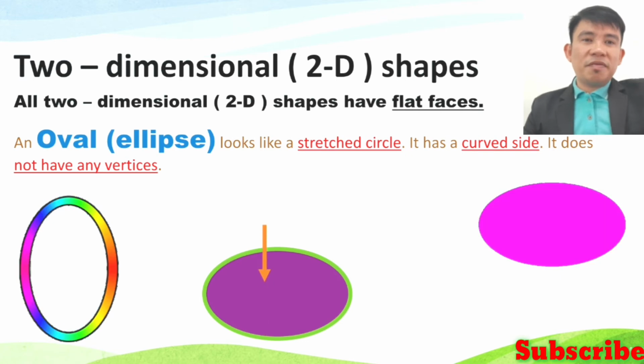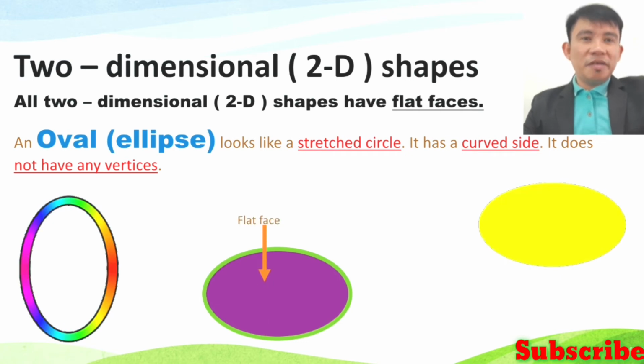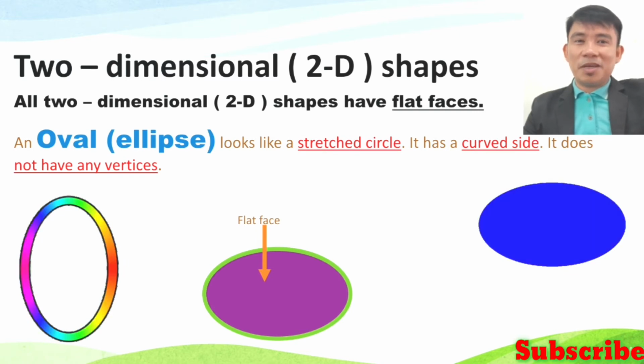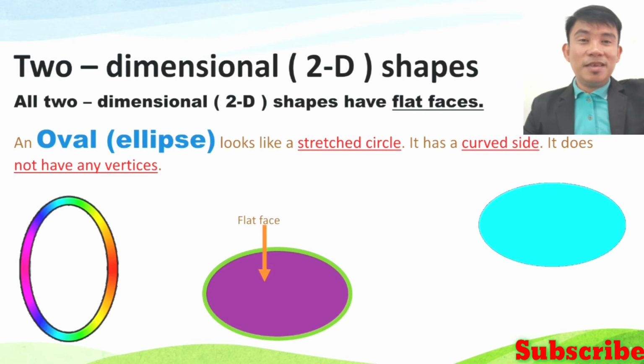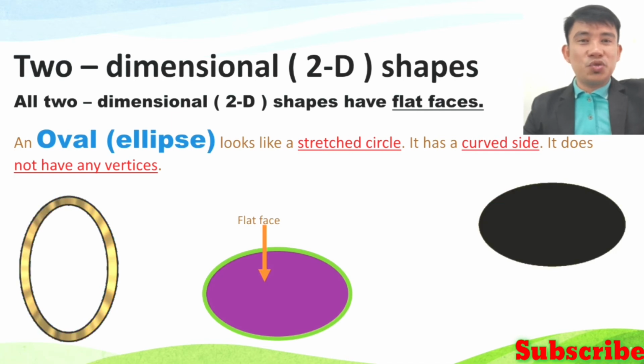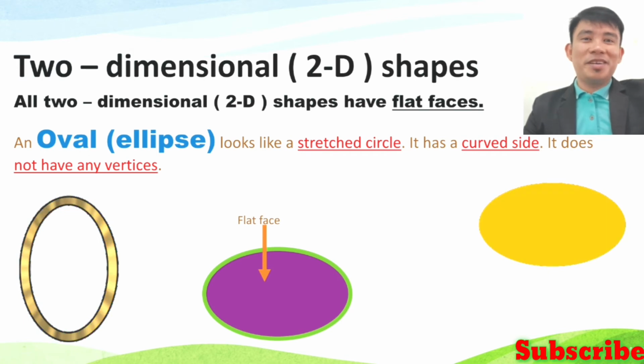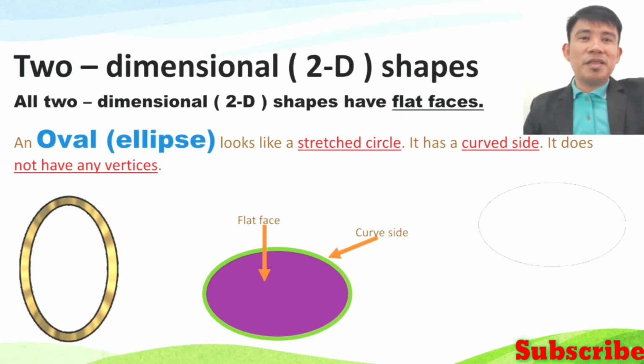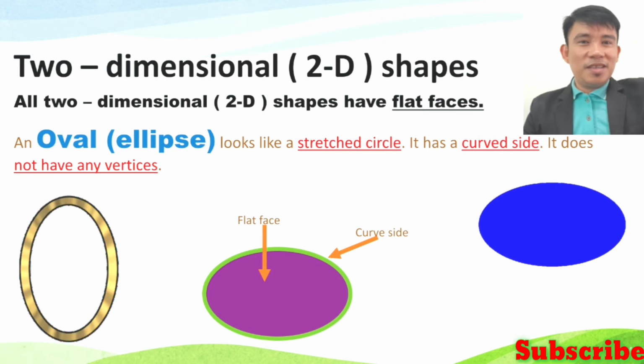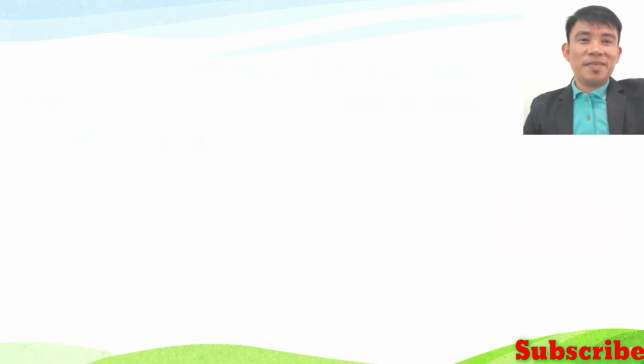Now let's try to identify. Okay, this is the flat face of the oval. Oval is easy to pronounce. An ellipse is quite difficult for you. Maybe some of you find it difficult to spell the word ellipse. But if you can spell it, much better. That's good. Okay, that's a flat face of an oval. And this one is called a curved side of an oval or an ellipse. Okay, so it's very easy, right?